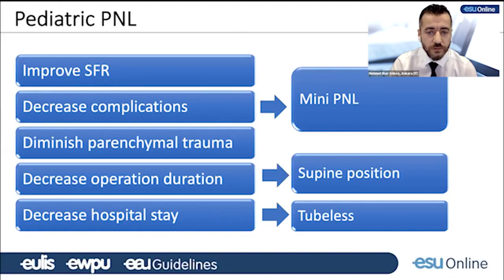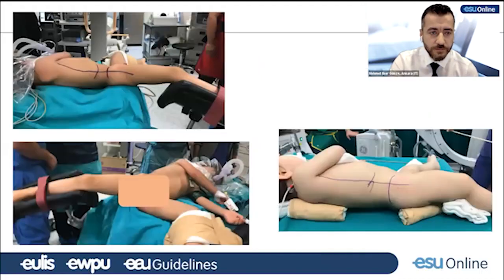trauma. But we usually avoid doing a micro PNL in order to have the excellent stone-free rates. We do the operation in supine position to decrease the duration of operation, and also we avoid performing a nephrostomy tube in order to decrease the length of hospital stay and also the anxiety of the child.